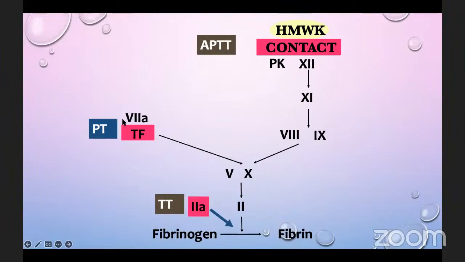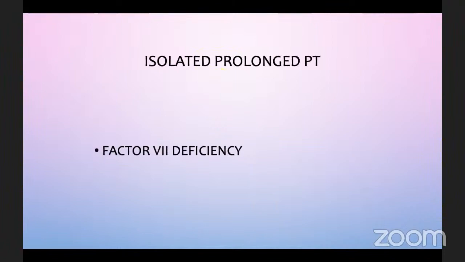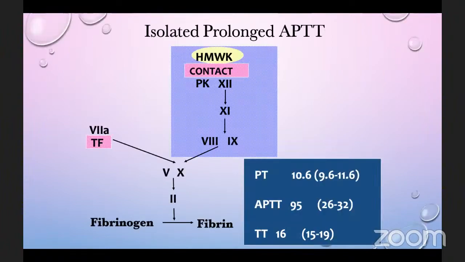All right. So of course, anything down this line, PT will be a problem. Anything down this line, APTT will be affected. So what happens if you have an isolated prolonged PT? In isolation, the PT essentially depicts your extrinsic pathway, whereby your tissue factor and your factor 7. So almost always, if you have an isolated prolonged PT, it is due to a factor 7 deficiency. That's based on your coagulation cascade.